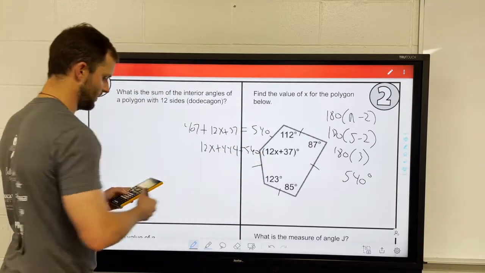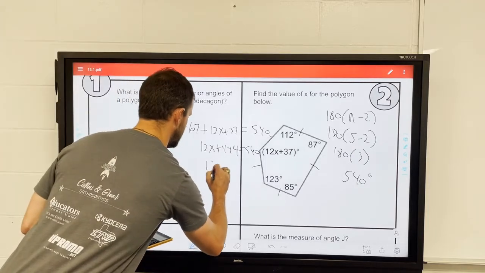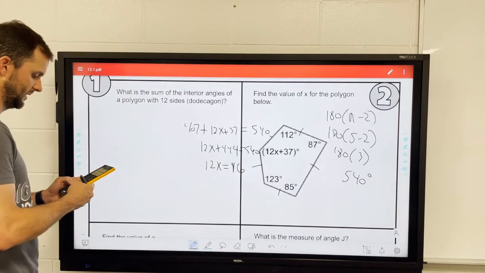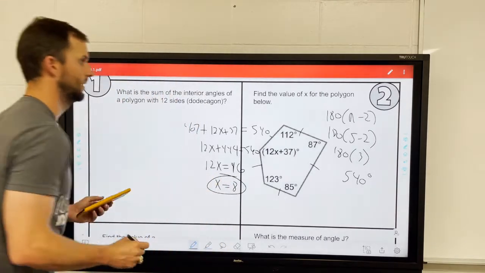I'm going to subtract 444. So 540 minus 444 is going to end up giving me 96. And then I'm going to divide by 12. So 96 divided by 12 is going to end up giving me 8. So in this instance, x is going to end up being 8.